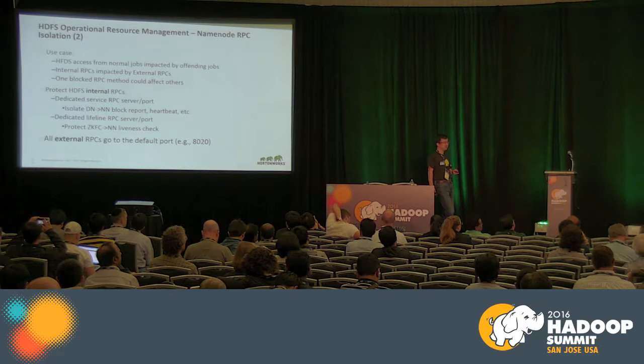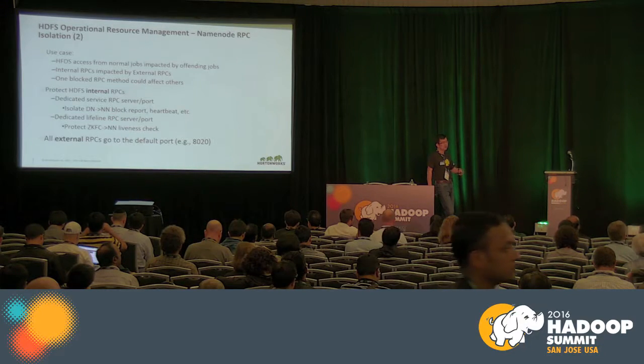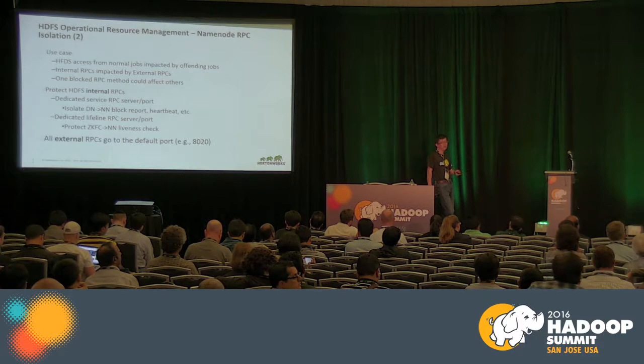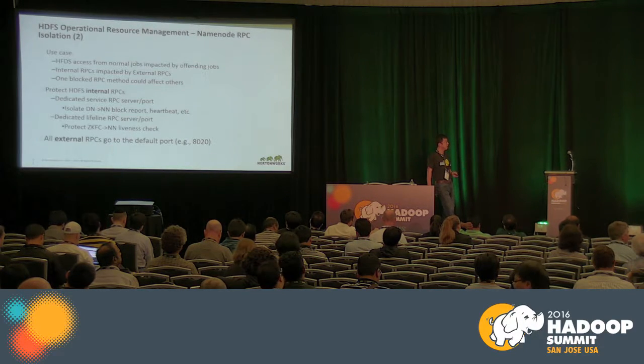There are also cases we have seen in the field where the internal RPC gets impacted by the external RPCs, and some of the internal RPCs can impact each other, because sometimes inefficient block reporting implementations can cause significant delay on the server side, and then the external RPC can get delayed as well. There could be one blocking RPC method implementation that prevents all the other calls from being returned timely. To protect the HDFS internal RPCs, there have been a few improvements since Hadoop 2.6.